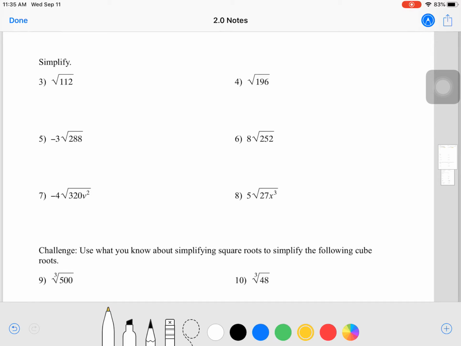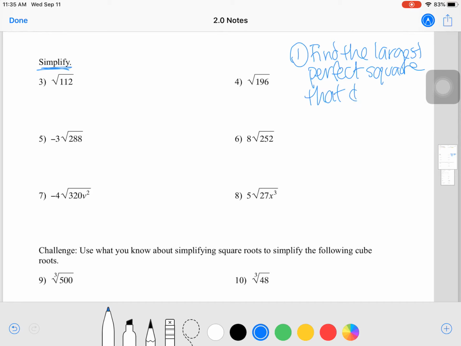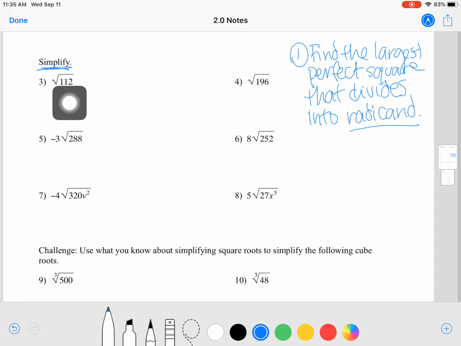When you are simplifying a radical, which is what we will start with in this chapter, the better you are at it, the easier this will all be. The first thing that you want to do is to find the largest perfect square that divides into your radicand. If you haven't heard that word radicand before, your radicand is just whatever number is under your radical. So in number 3 here, the radicand is 112, 196, 252, and so on.